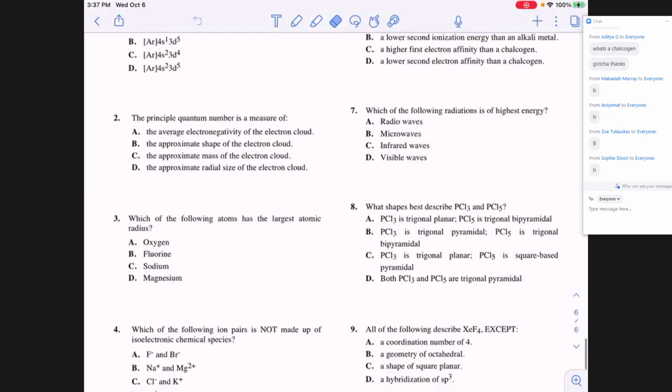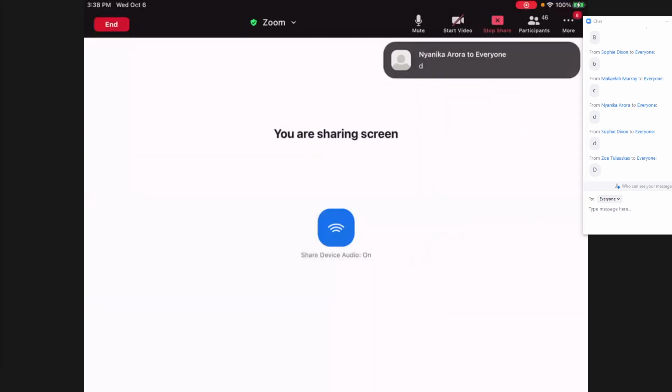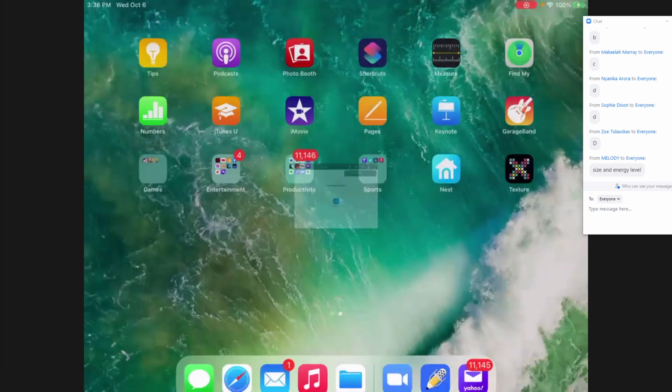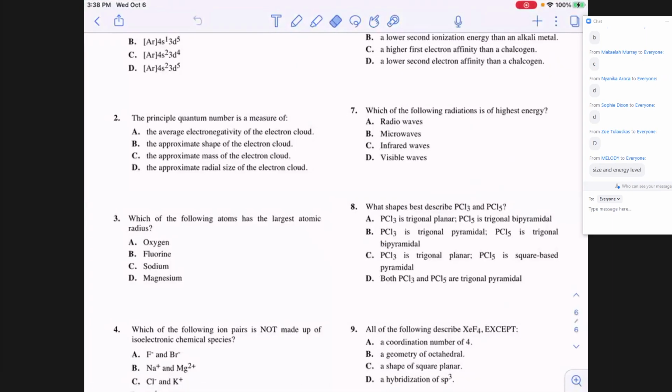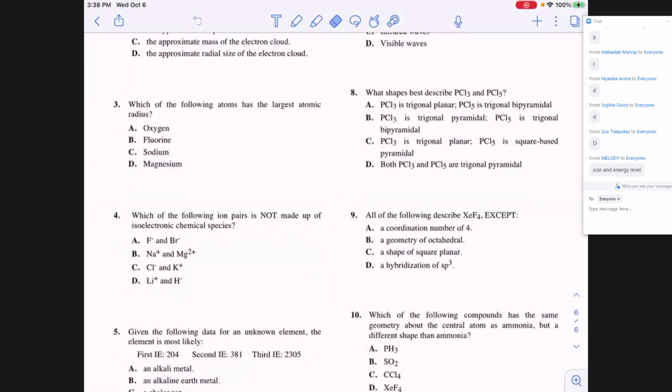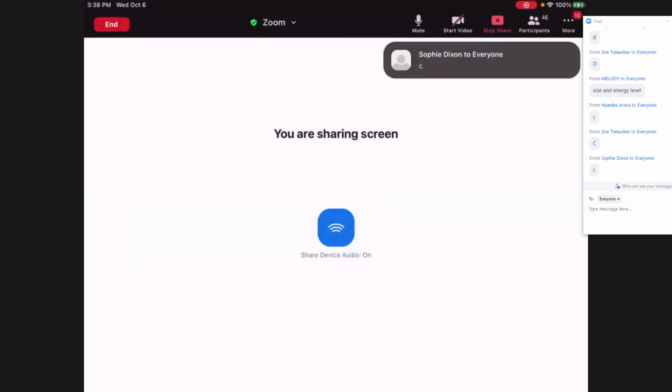Number 2, the principal quantum number, it's the row, right? It really tells you what? The size, right? The size of your electron cloud, because that's your row of the periodic table of the elements. The third one, which of the following atoms has the largest atomic radius? The one that's furthest to the left and furthest down. In this case, that's going to be something between sodium or magnesium. It's going to be sodium. Good. Everyone seems to be getting that.